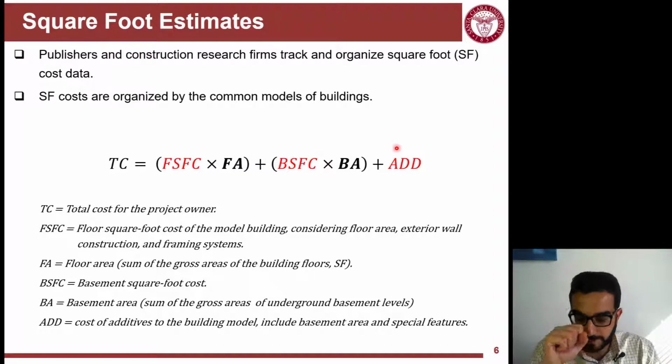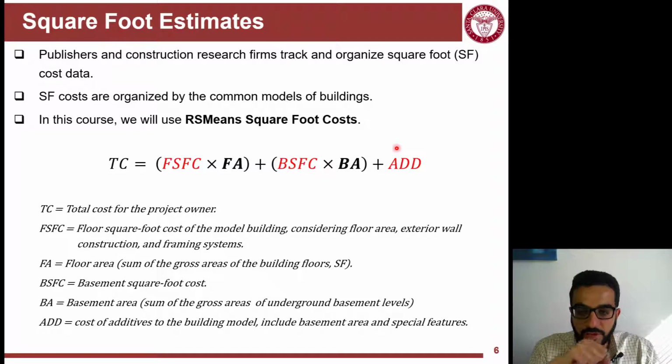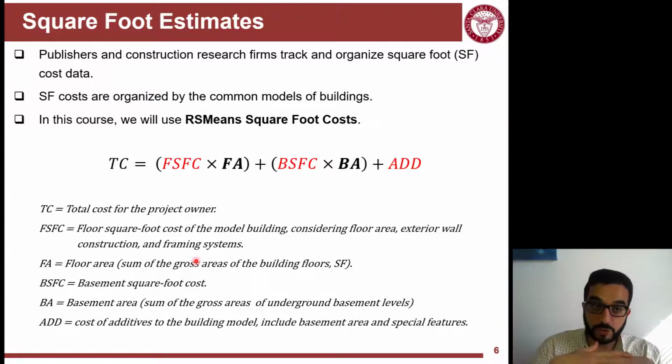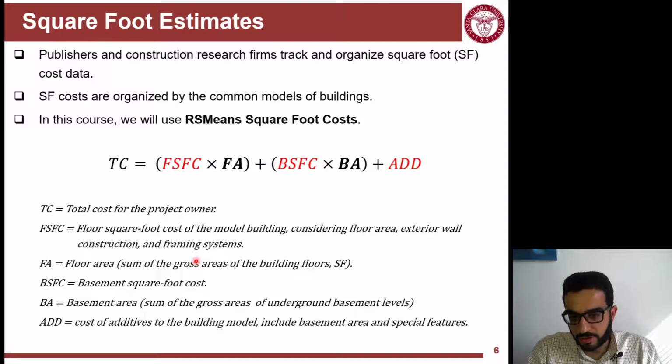We're using RS Means here, and I try to simplify it in just one formula following the empirical approach. The total cost of a project would equal the floor square foot cost, FSFC, which you bring from RS Means. You will see how you get this from RS Means. You multiply that by the floor area, which is the sum of the gross area. So it's just the footprint of the whole building multiplied by the number of floors. That's the collective floor areas over the different floors of the building.